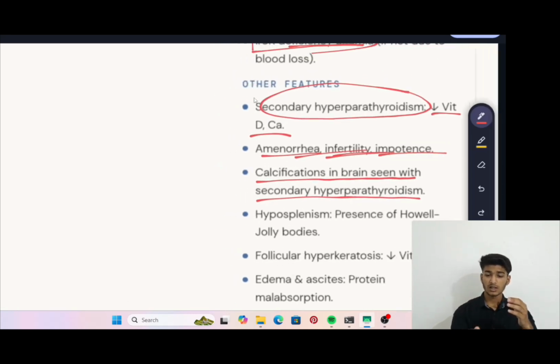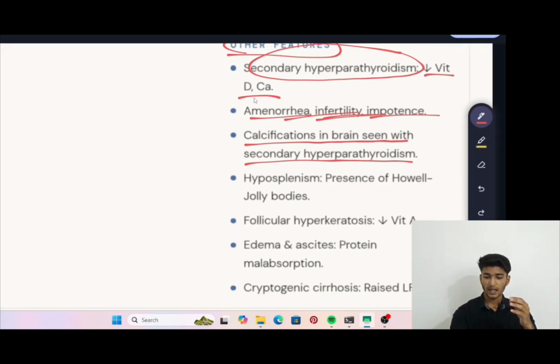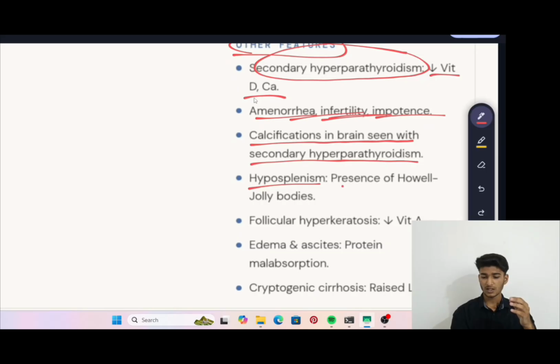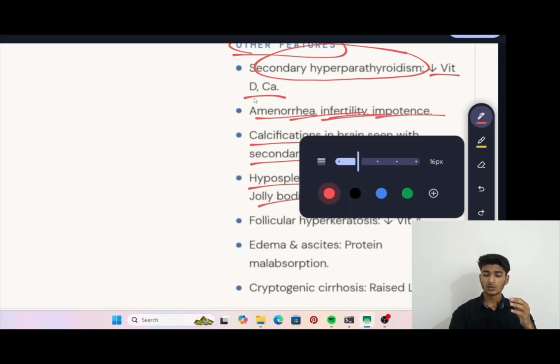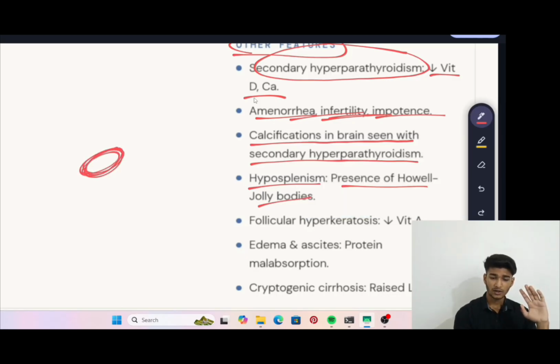This is the other features of atypical celiac disease. Hyposplenism, presence of Howell-Jolly bodies. What are Howell-Jolly bodies? You know how the RBC looks. RBC is a biconcave discoid shape structure.